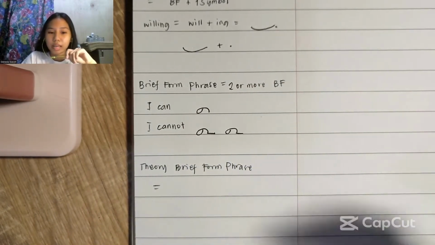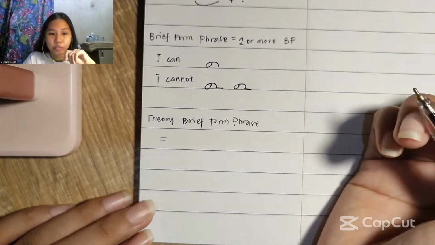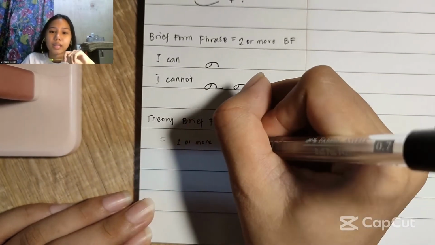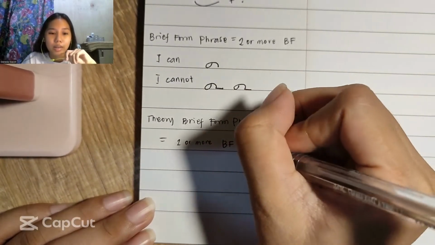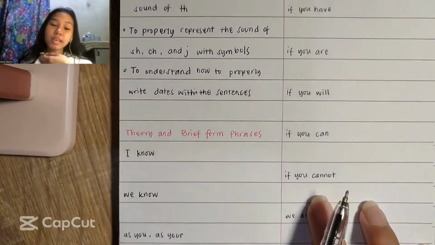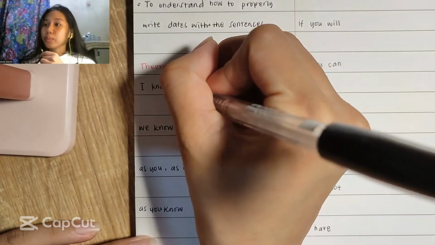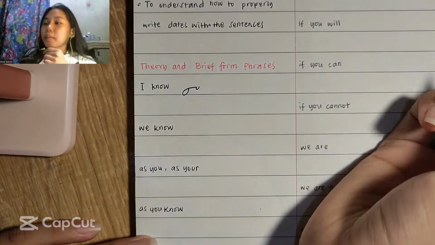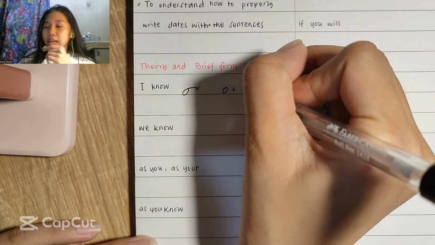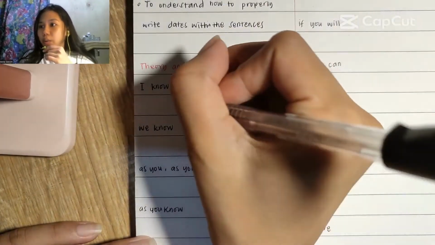Now, for our main objective, the theory brief form phrases. What is a theory brief form phrase? It is represented by a brief form plus an outline, which is a complete outline. Let's have the following examples. These are the theory brief form phrases. First we have I know, represented by A and O: A for the pronoun I, and O for the outline of the word know. So we have I know.